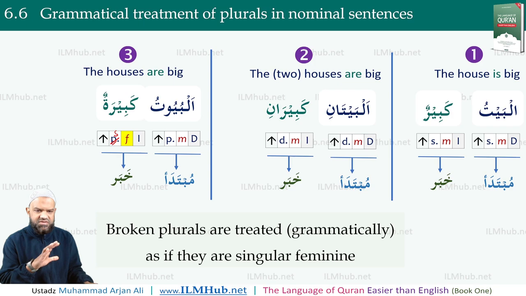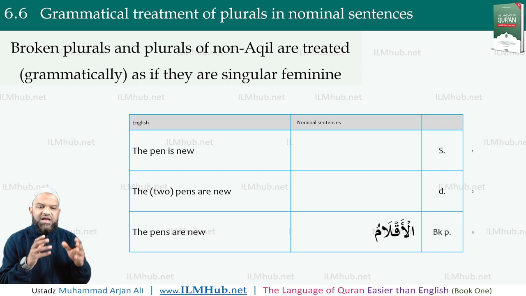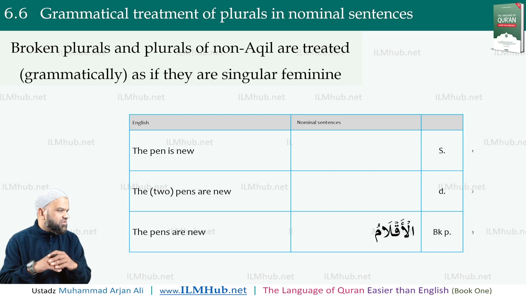What I'd like you to do is pause the video and complete translation of the following three sentences. Now, you should know pen already, so I'm not going to give you the vocabulary. You should know that already. And new, you should know. So I want to say the pen is new, meaning this pen, the pen is new.